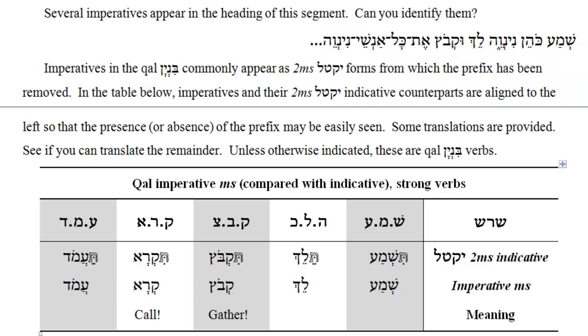A simple way to recognize and formulate an imperative is to recall the second masculine singular yiktol form of a verb. Take, for example, tishma. Tishma. This is second masculine singular. It's yiktol. It means you will hear. In the table, notice the form directly below it. Incidentally, these are left aligned so that you will see that the tav is missing from the lower form. It simply reads Shema. This is the first word in the title excerpt, Shema Kohen Ninve. We may describe it as being spelled as the yiktol without the prefix tav hirik.